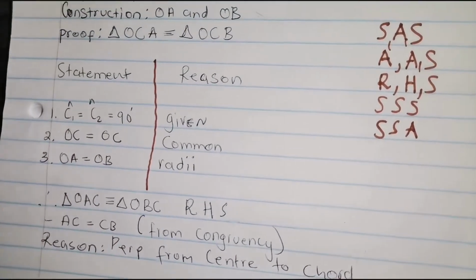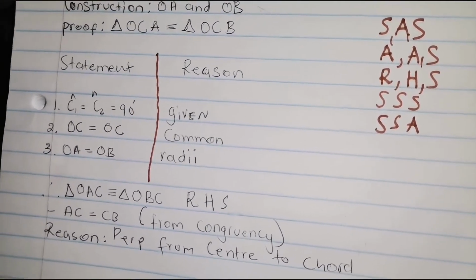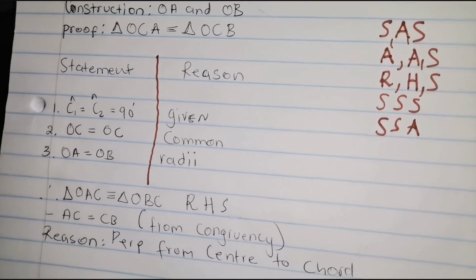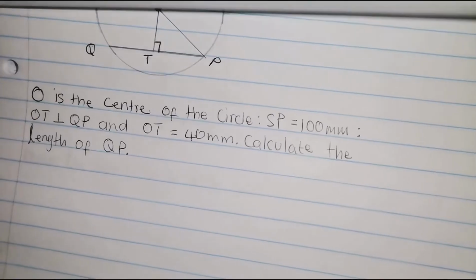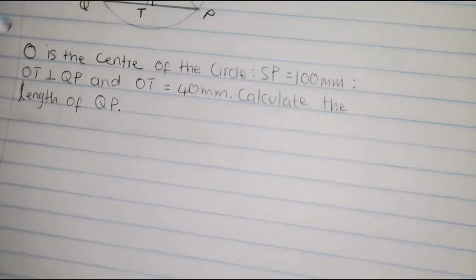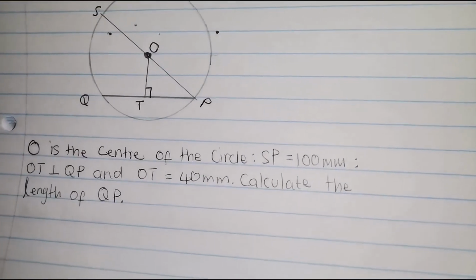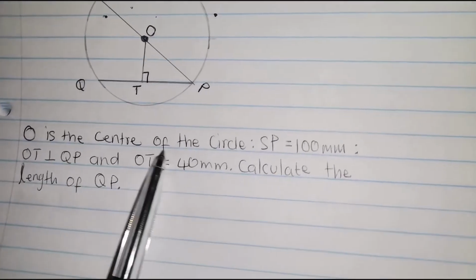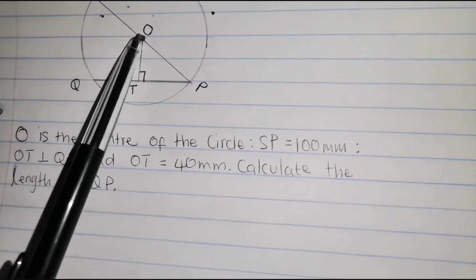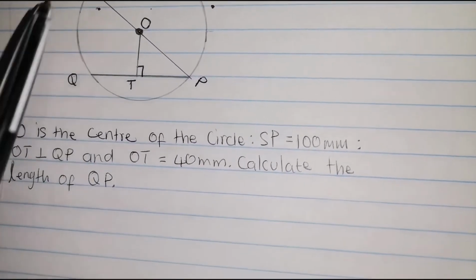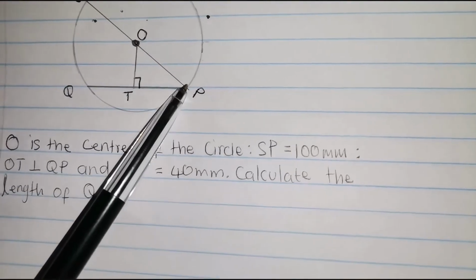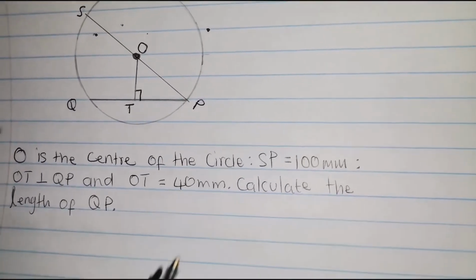Guys, let me help you solve an example in the next few seconds. Hey guys, this is an example, a simple one. It's so simple. O is the center of the circle. SP is equal to 100 millimeters.